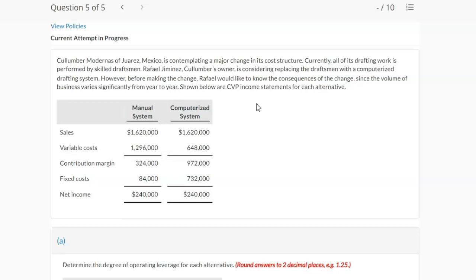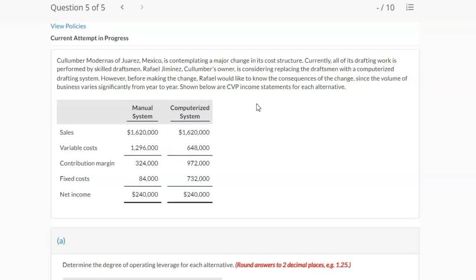So Juarez, Mexico is contemplating a major change in its cost structure. As of now, all of its drafting work is performed by draftsmen. Rafael, the owner, is considering replacing the draftsmen with a computerized drafting system. However, before making the change, Rafael would like to know the consequence of the change, since the volume of business varies significantly from year to year. Below is the CVP income statement for each alternative.